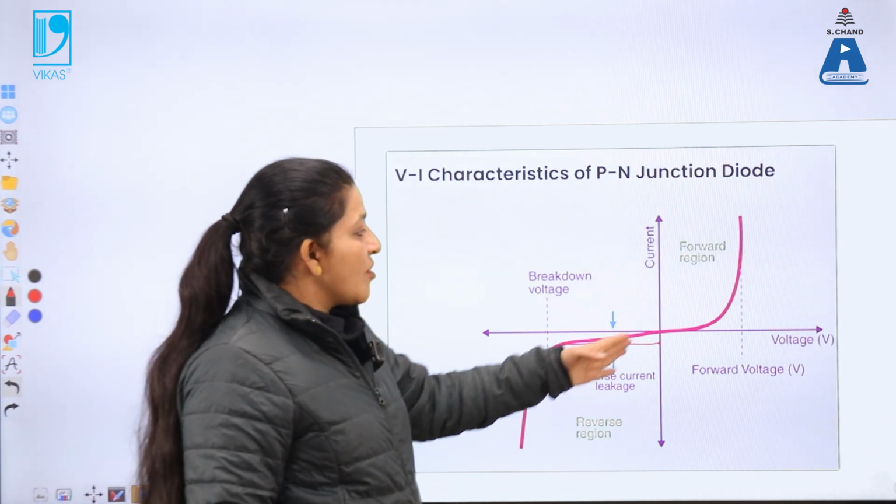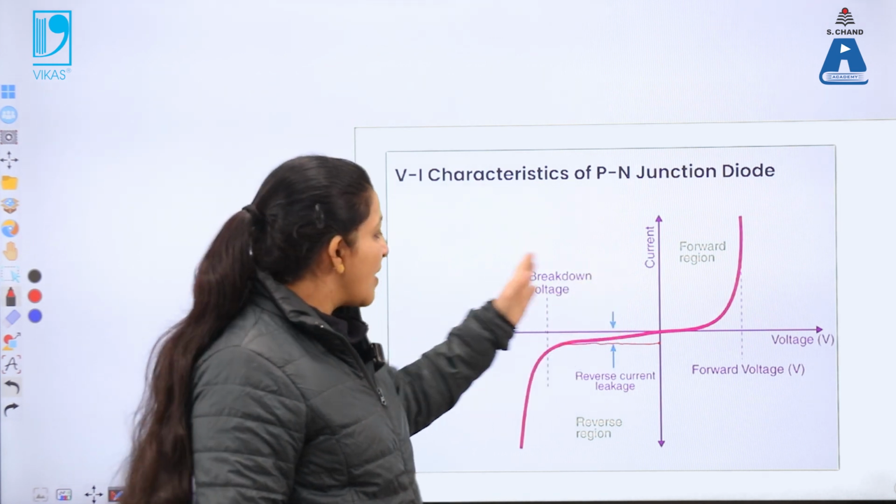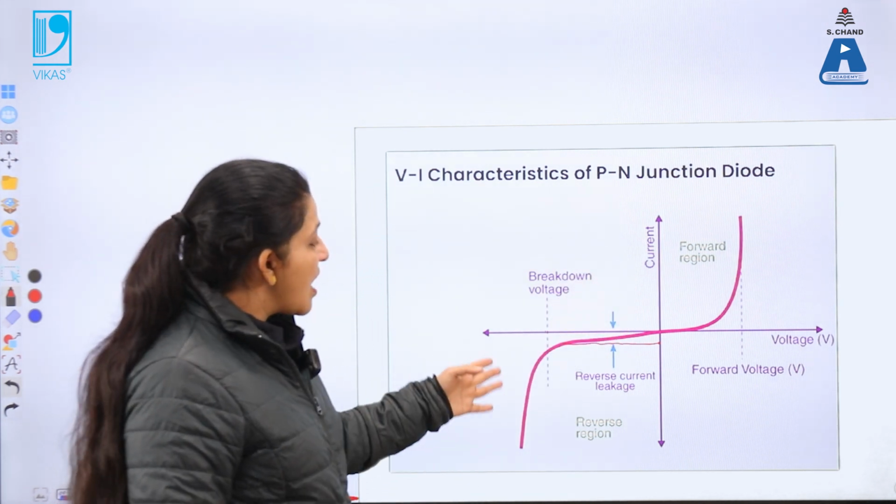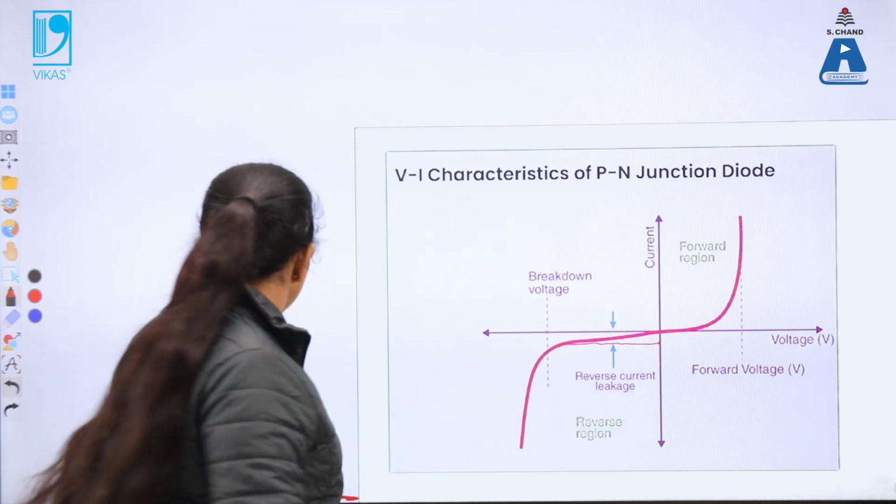That means in the forward region the current is very large, while in the reverse region the current is large only after the breakdown voltage.